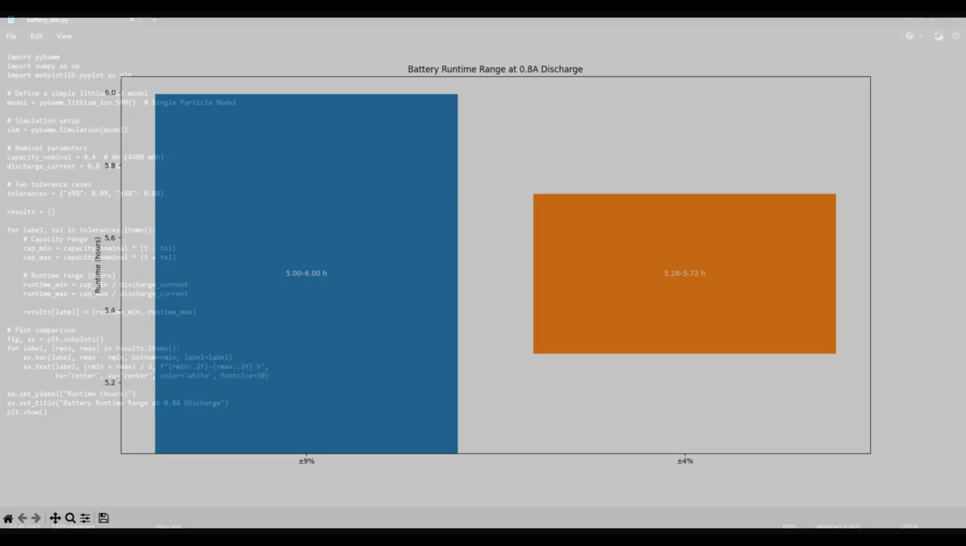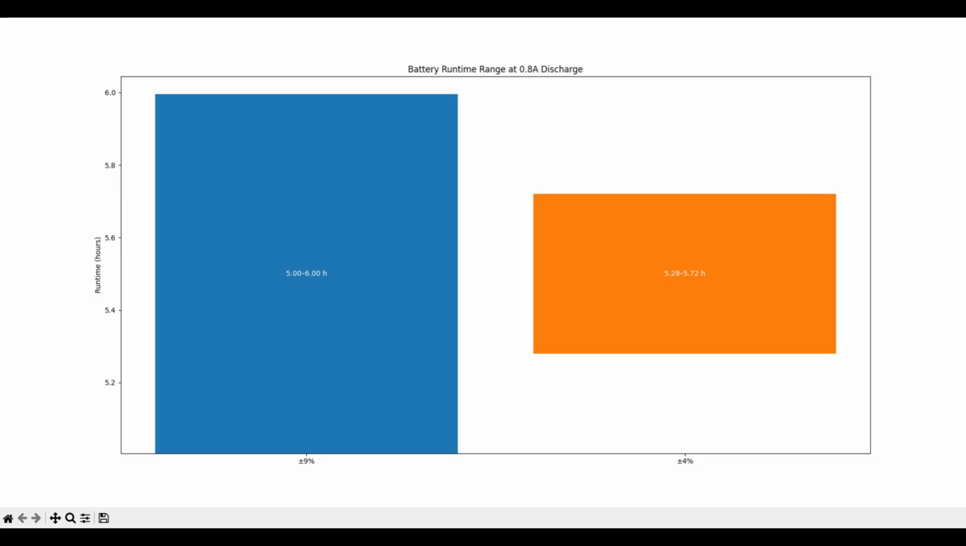The next image I'm talking about is the battery runtime range. So here is the final scenario simulation of the battery. So that's what that first challenge was mainly about.